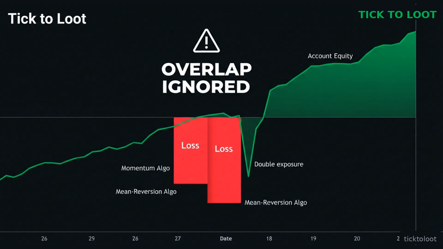The key takeaway is to always check whether your algorithms are likely to fire at the same time. If they are, you need to reduce the size of each trade or add a buffer so that the total risk stays within your comfort zone. By recognizing overlap early, you protect your capital and keep your trading journey on a smoother path.